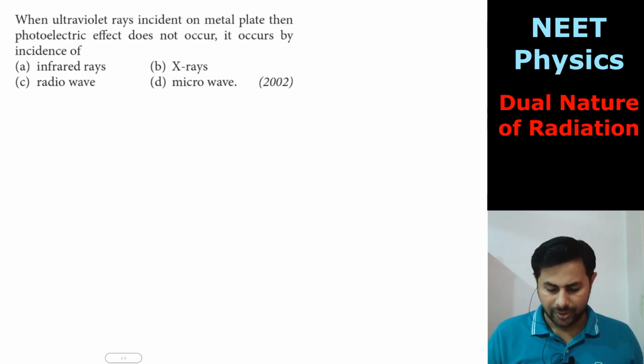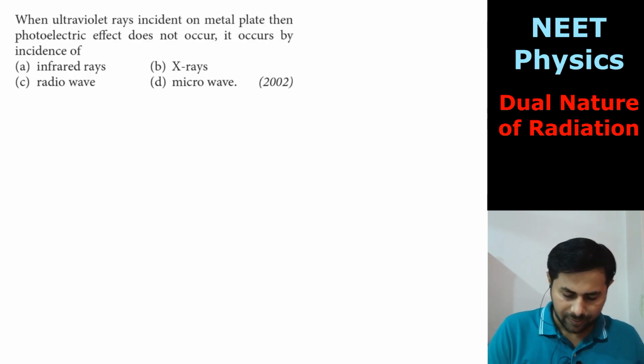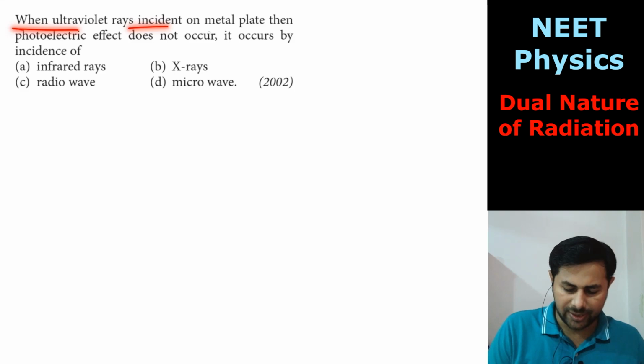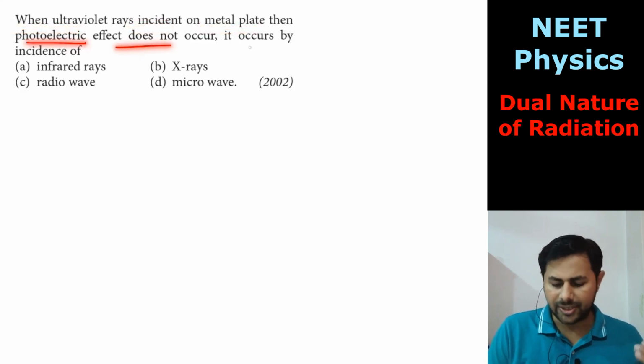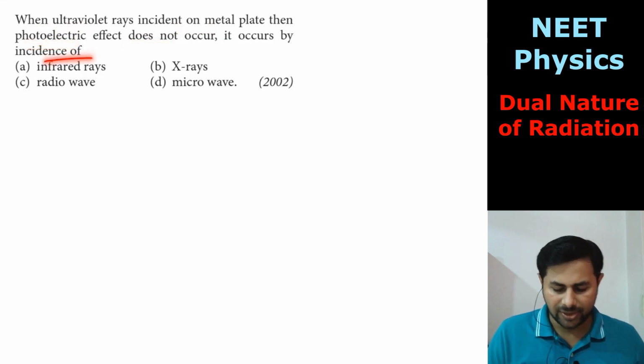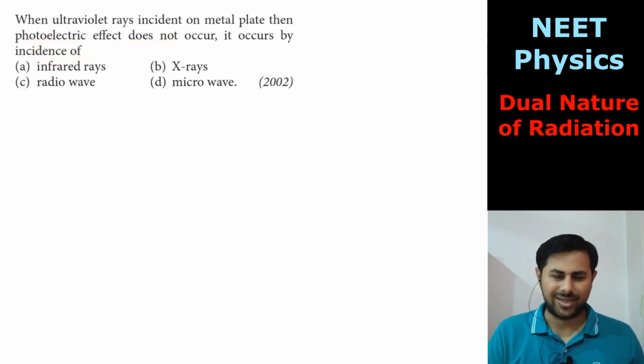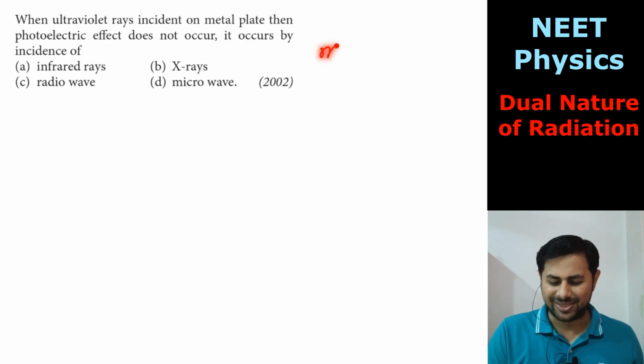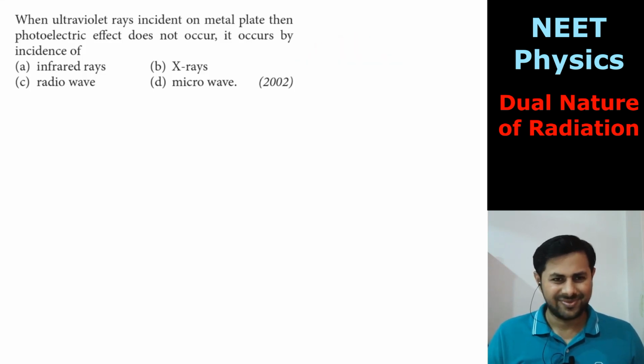Okay, let's see the next one. When ultraviolet rays are incident on a metal plate, then the photoelectric effect does not occur. It might occur by the incidence of. The question should be like this: might occur, right? There is no guarantee, no? All right, tell me what would be the answer.